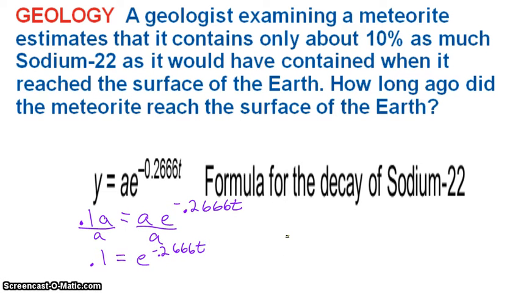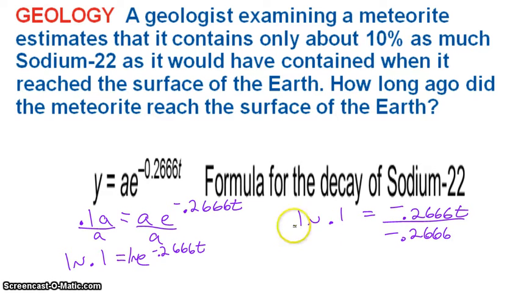I want to get that t out of my exponent, so I'm going to take the natural log, since I do have a base of e. That brings this out of the exponent, so my natural log of 1.1 is negative 0.2666t. I'll divide both sides by negative 0.2666, and I'll do that on my calculator.